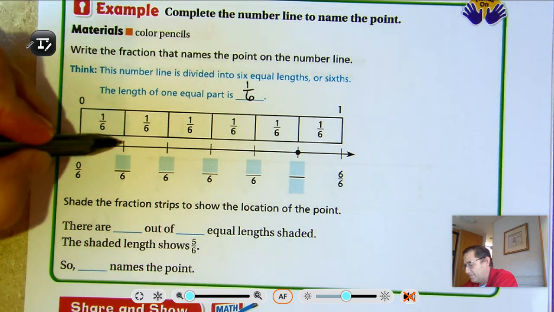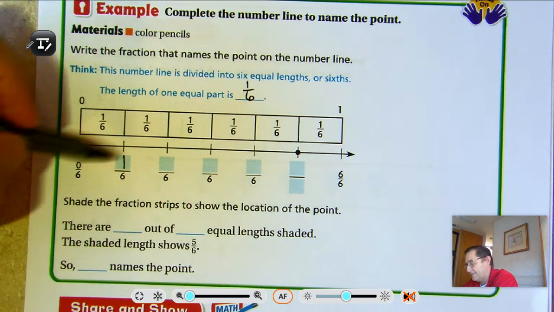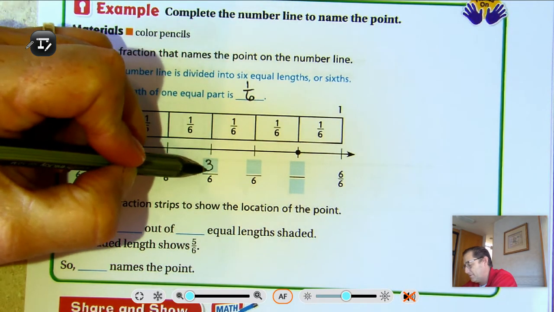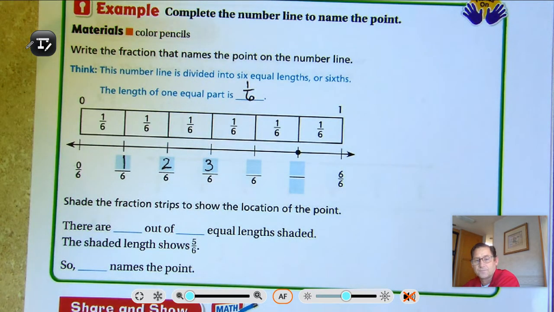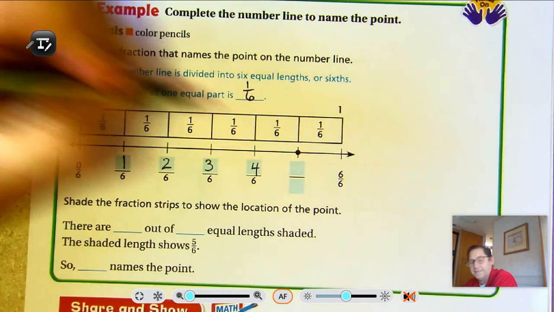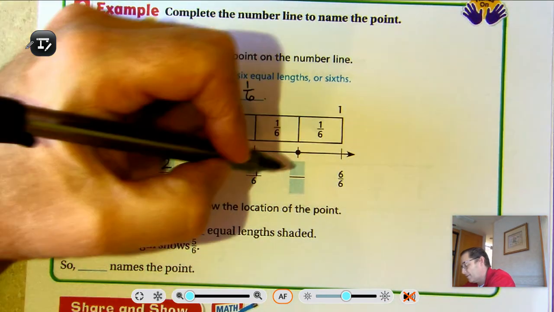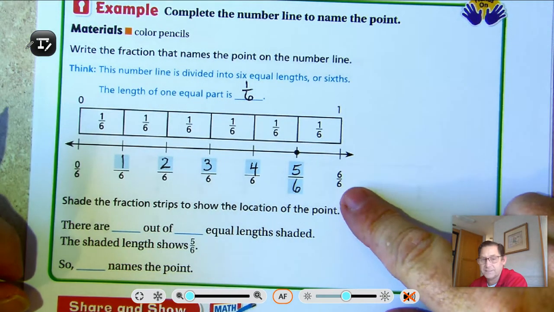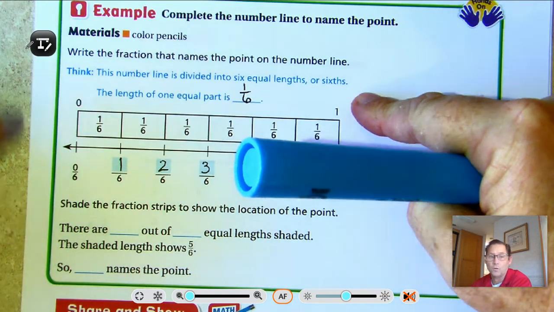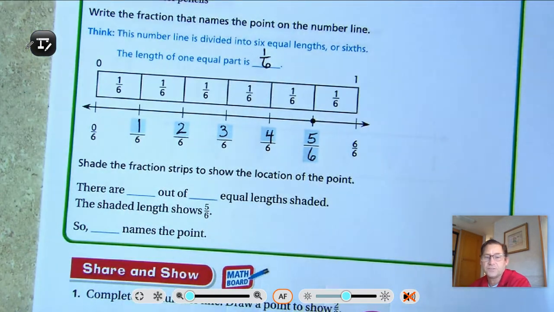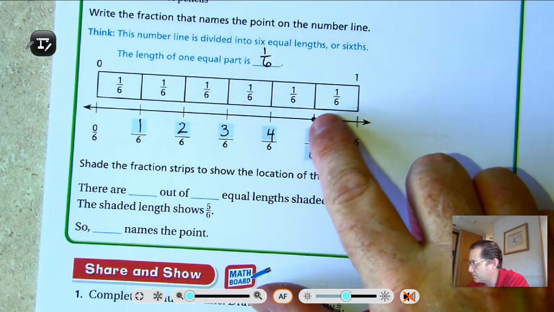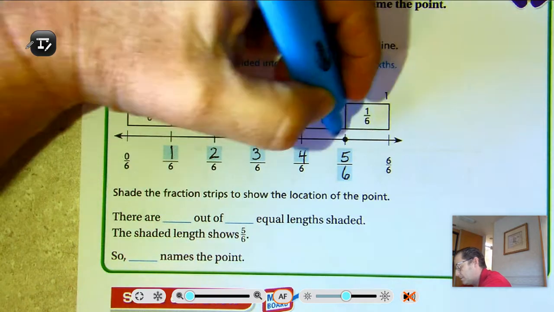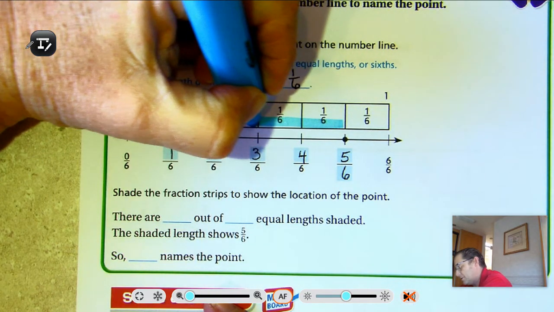So from 0/6 to the first one would be 1/6. At the end of the second 1/6, we'd be at 2/6. And then 3/6, 4/6, 5/6. And then our very last one, 6/6, represents 1 whole. All right, so shade the fraction strips to show the location of the point. The point is right here, correct? So we need to shade up to that point from 0 to the point.